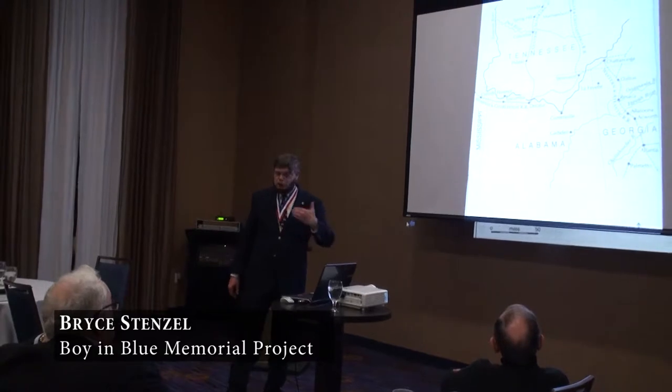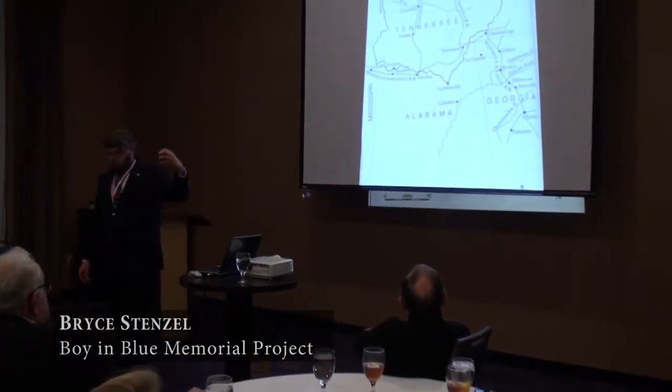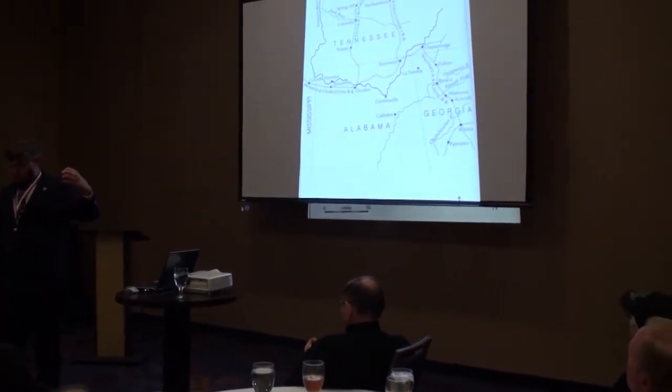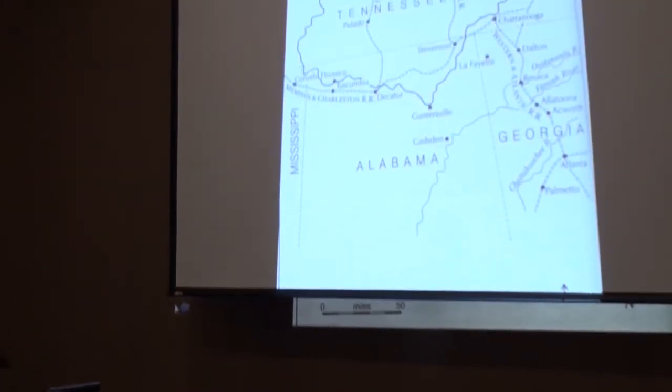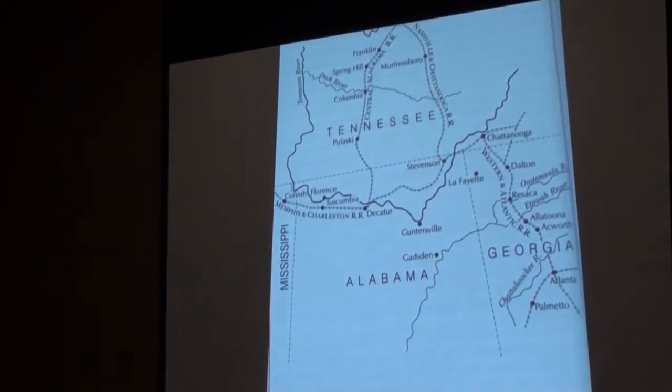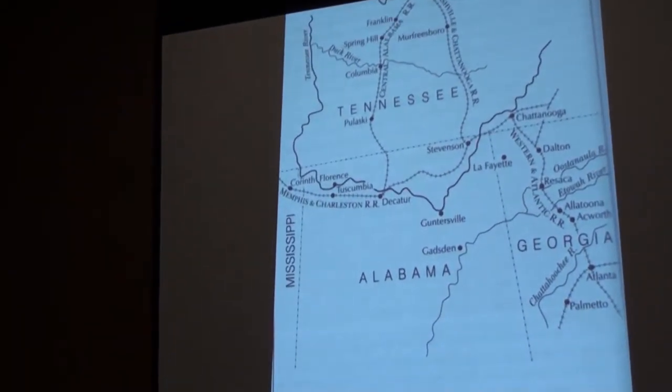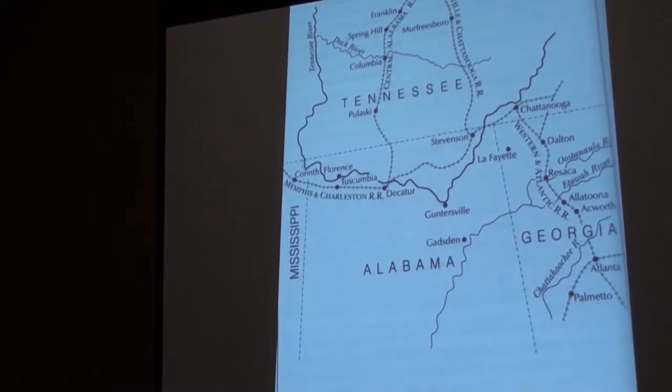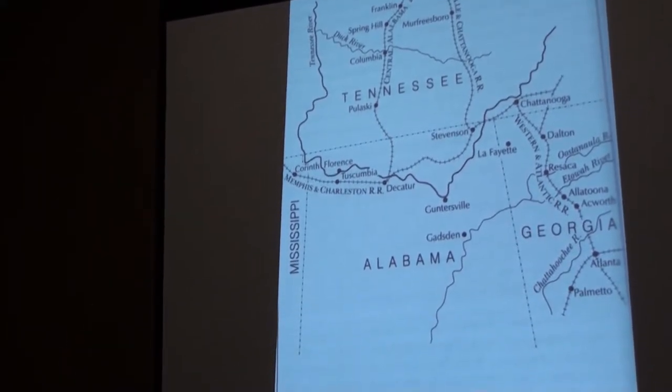Hood's grand strategy was to move north, and he thought that would draw Sherman out of Georgia. Sherman had other ideas, as we know. Beginning this campaign in mid-November, Hood actually plans to rendezvous with Nathan Bedford Forrest in Alabama.